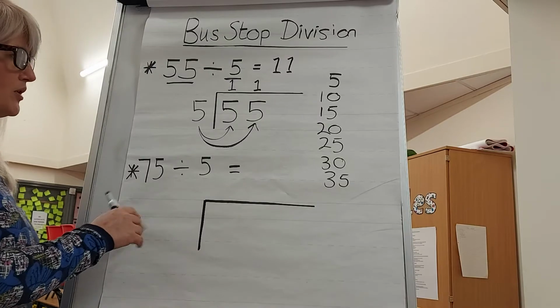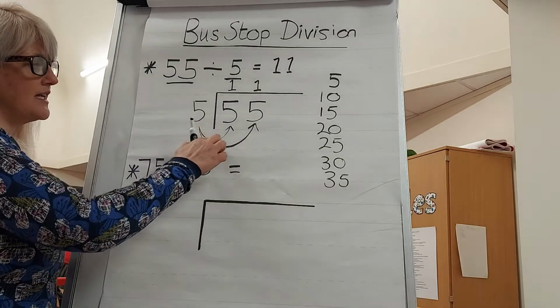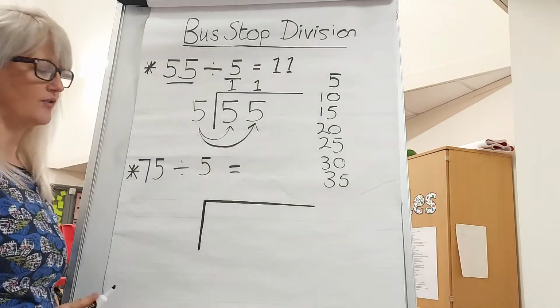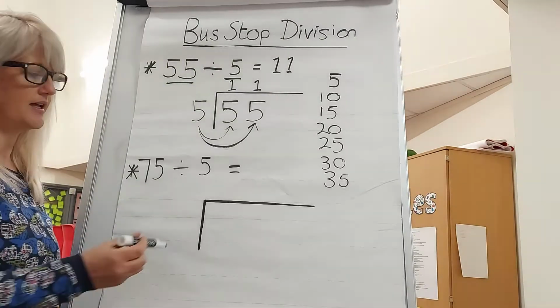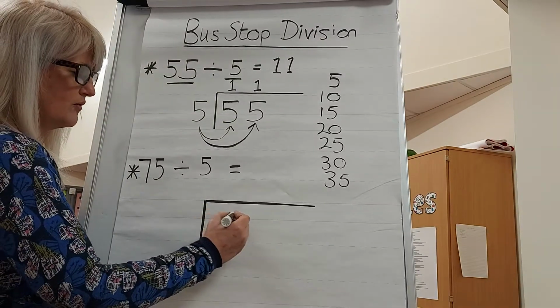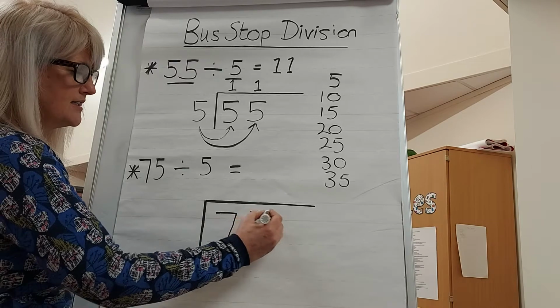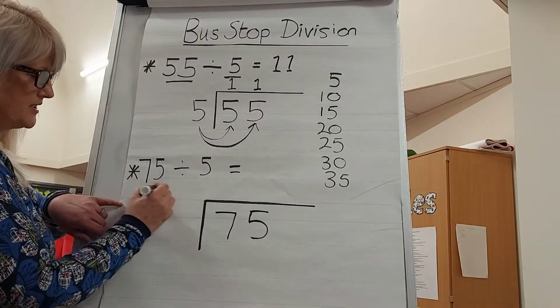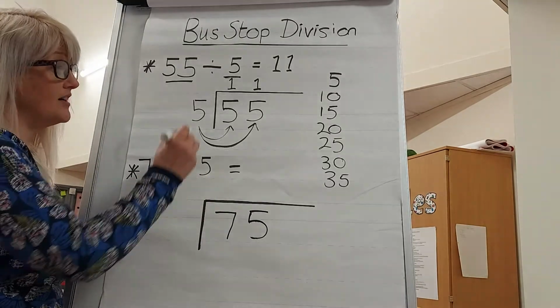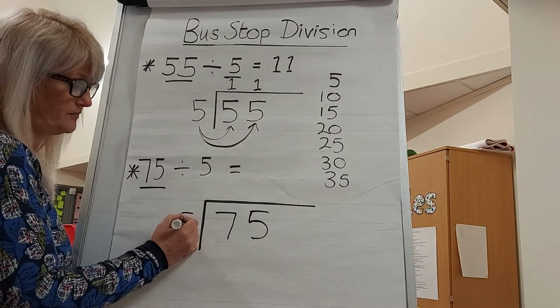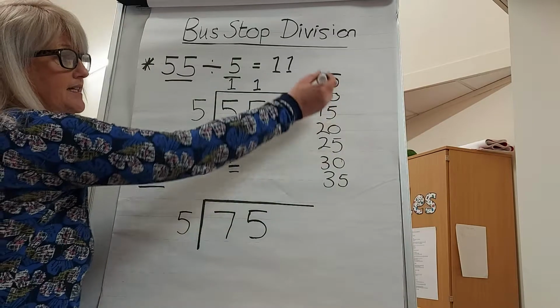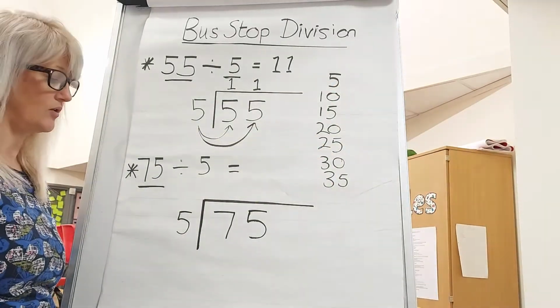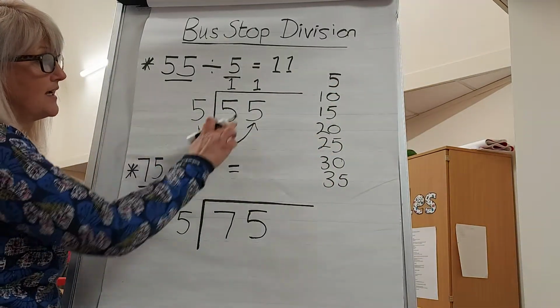Things get a little bit more complicated if it doesn't exactly go into the number you're trying to divide it into. So I'm going to show you this example here just to show you what you do if that happens. I put my dividend inside my bus stop, again the number I'm dividing, then this time it's the number 75, and then my divisor is still 5. I've already listed my 5 times table here, so that's quite straightforward, and I do exactly the same.